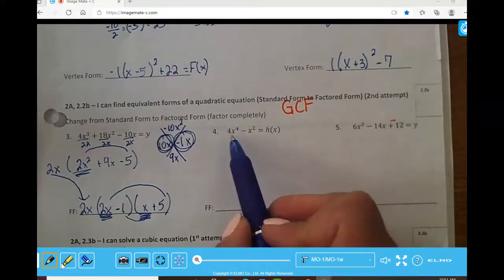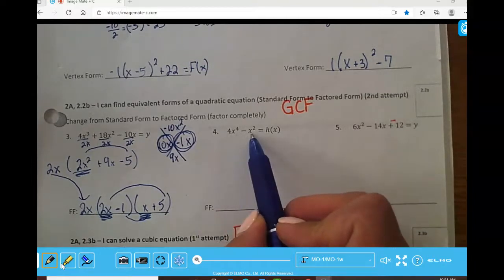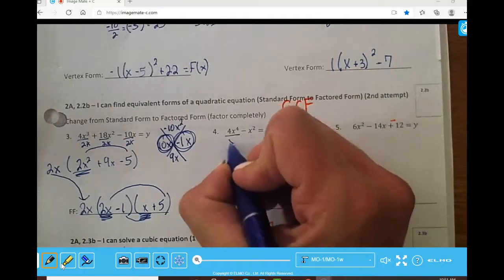On the next problem, again, I'm going to look for a GCF. I don't see a number I can factor out, but I can factor an x squared out of both of these.